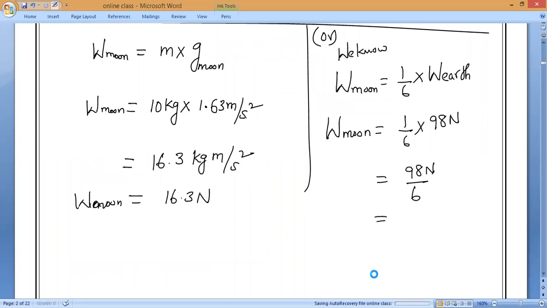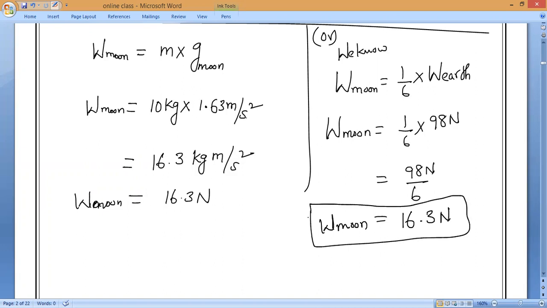Alternate. Yes, please. Solve it and tell me. 16.3, sir. Yes. Because we know that the gravity of earth is 6 times greater than the gravity of moon. So the same answer will come. So for solving weight on moon, you can choose any way. Whatever is convenient, you can go with that.